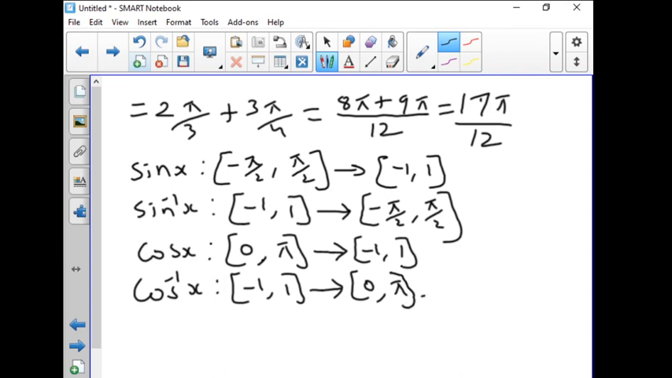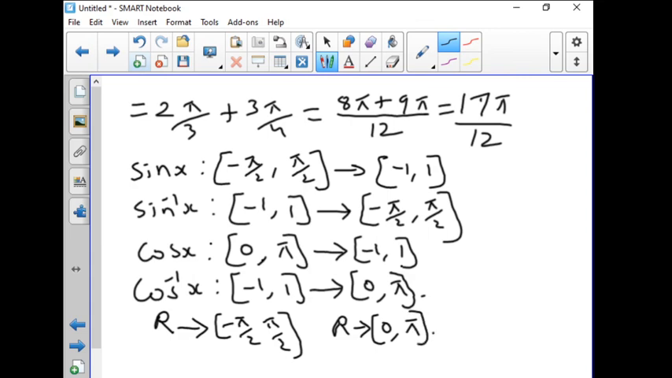Okay, and remember originally we have R as the domain, but R is restricted to minus pi by 2 to pi by 2 for sine, and for cosine it is 0 comma pi. Okay, because in R, sine and cosine functions are not 1 to 1. Okay, so remember all this, students.